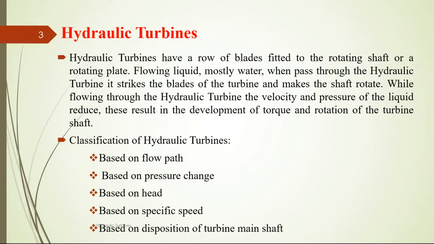Apart from this, basically the hydraulic turbines are divided into five classes. Out of that, first is based on the flow path, second one is based on pressure change, third one is based on head, fourth one is based on specific speed, and fifth is based on deposition of turbine main shaft.